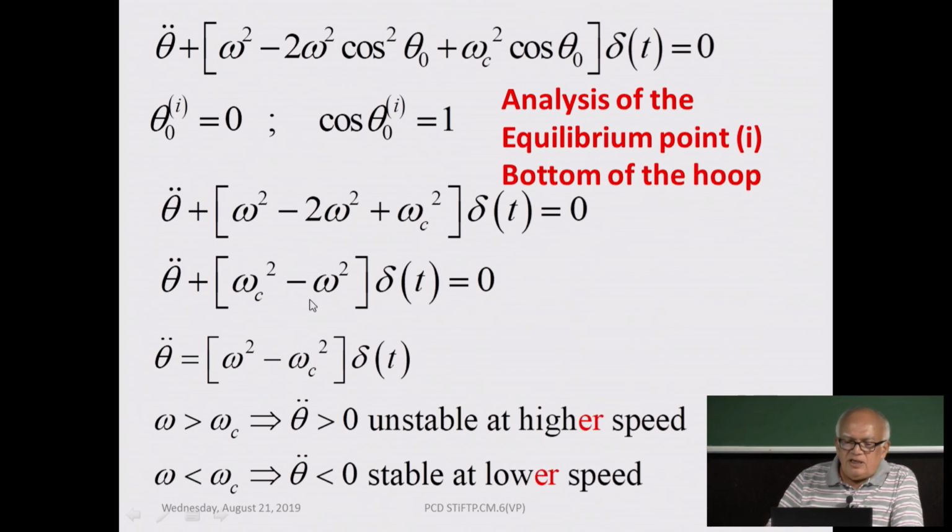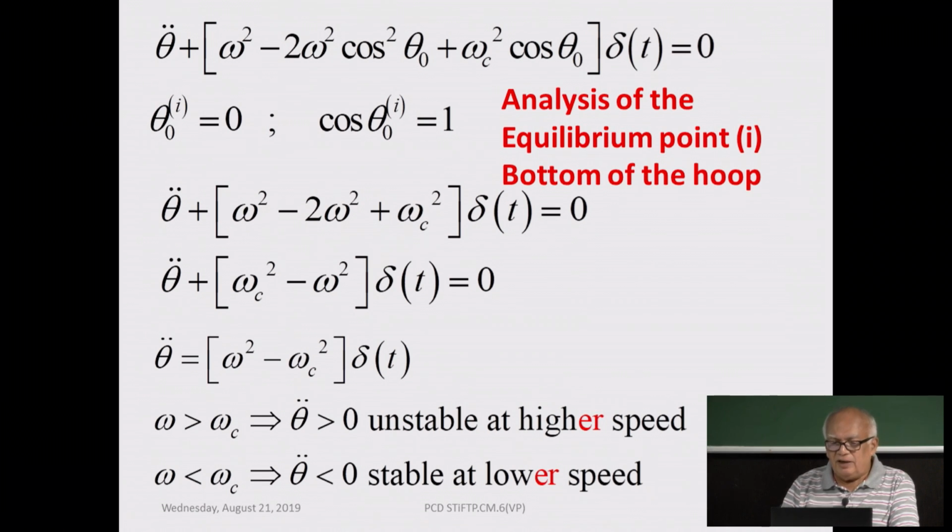and that means that depending on the relative difference between omega and omega c, if omega is greater than omega c, this bracket will be positive. On the other hand, if omega is less than omega c, then this bracket will be negative. So, the second derivative is either positive or negative depending on the speed, whether it is above the critical speed or below the critical speed.